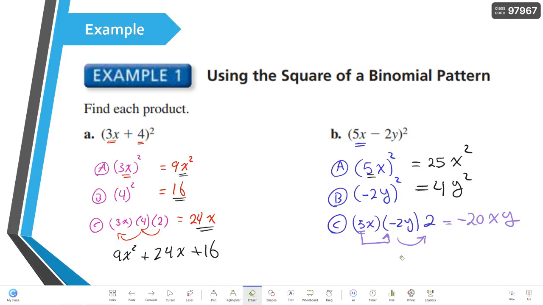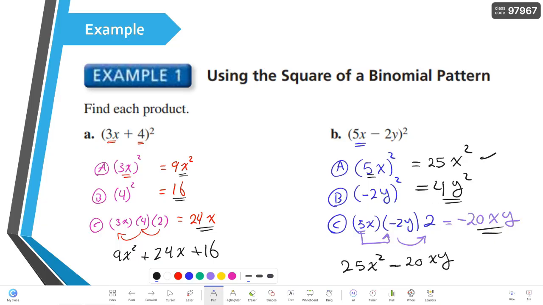And the last step, you just need to arrange this by writing the first product, which is 25x squared, and then writing the term that is exactly in the middle. This would be the term that came from multiplying by 2, so it's going to be negative 20xy. And finally, we need to write the square of the second term, so it's going to be plus 4y squared, and you are done.